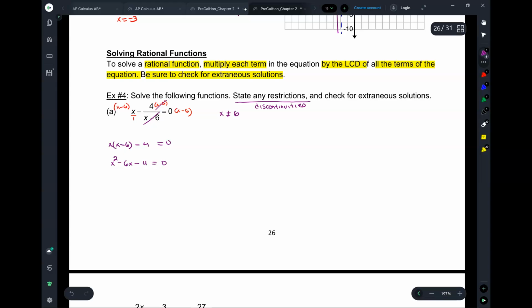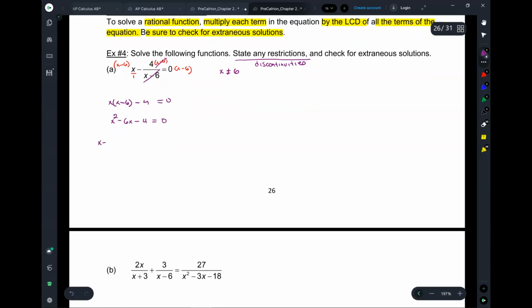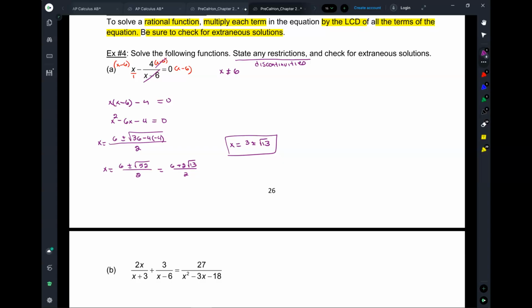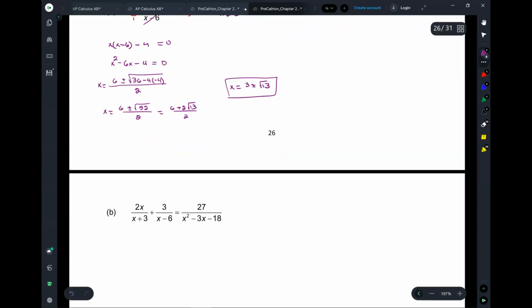Here, if you can factor, you factor. Unfortunately, this one you can't factor, so we got to do the quadratic formula. Negative b plus or minus the square root of b squared minus 4 times a times c, all over 2a. So this is 6 plus or minus the square root of 52 over 2. 6 plus or minus 2 root 13 over 2. So x is 3 plus or minus root 13. Okay? None of these are the restriction, so we're good. Okay? So those are the solutions.